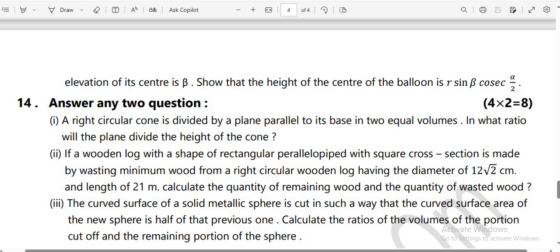Question number 3. The curved surface of a solid metallic sphere is cut in such a way that the curved surface area of the new sphere is half of the previous one. Calculate the ratio of the volume of the portion cut off and the remaining portion of the sphere.